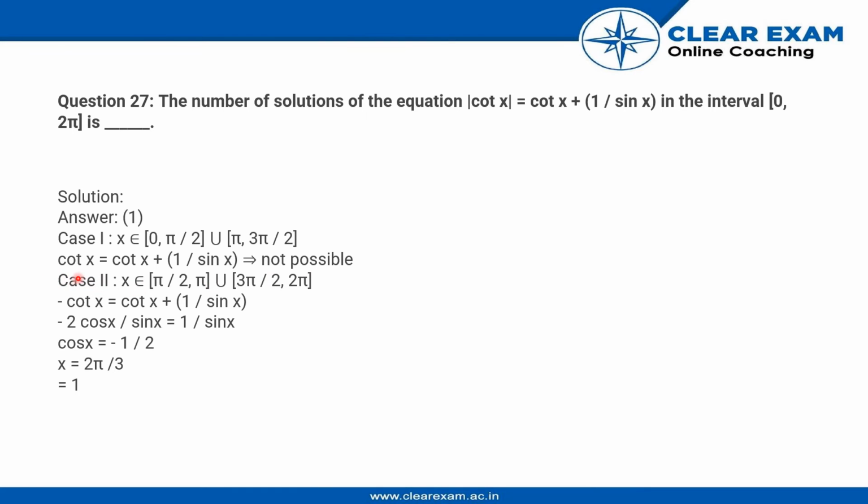And if you look at case 2, where x is in the domain π/2 to π union 3π/2 to 2π, where cot is negative, so |cot x| becomes minus cot x, and minus cot x equals cot x plus 1/sin x. Once we simplify, we get minus 2 cos x/sin x equals 1/sin x, so cos x becomes minus 1/2, which is negative 1/2 at x equal to 2π/3. So there was only one solution.